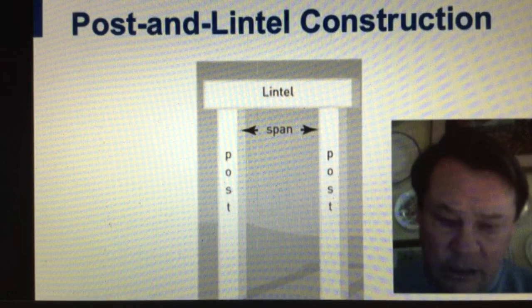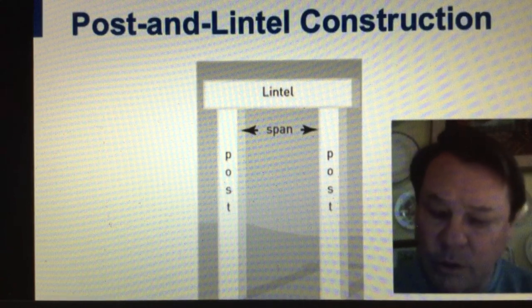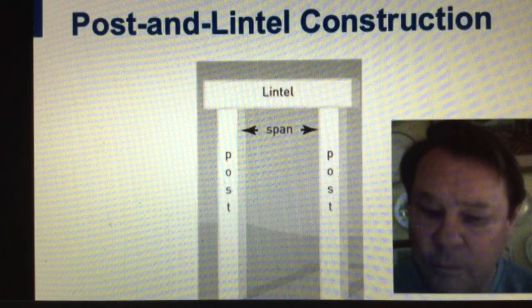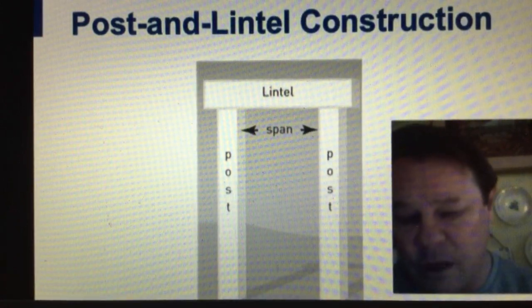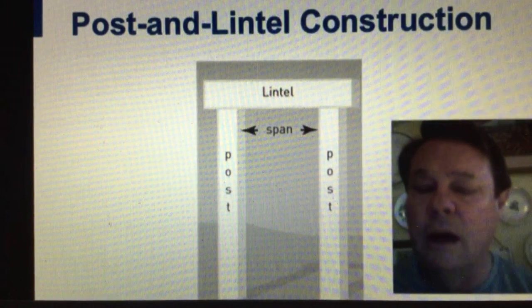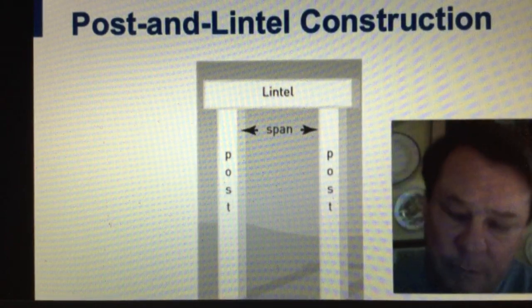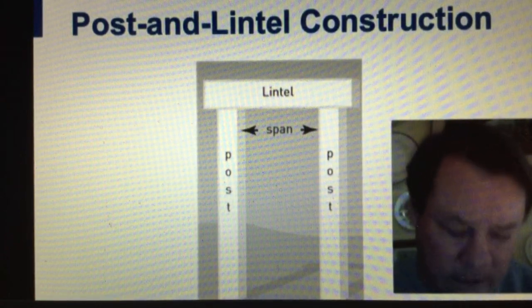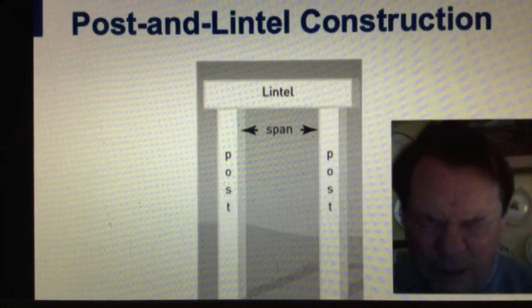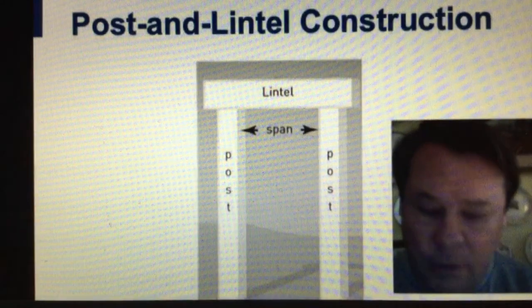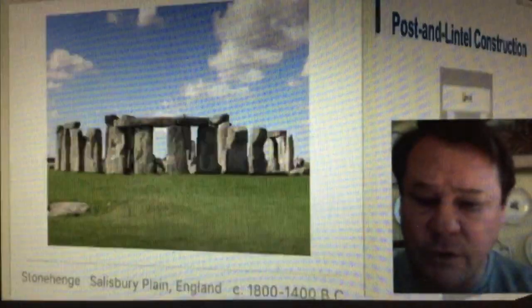And the post and lintel construction, so these posts upright, usually using stone, and sometimes it could be layers of stone, but usually a post, a column, and then a piece that went across and spanned it. So we call that post and lintel. Post and lintel structure.